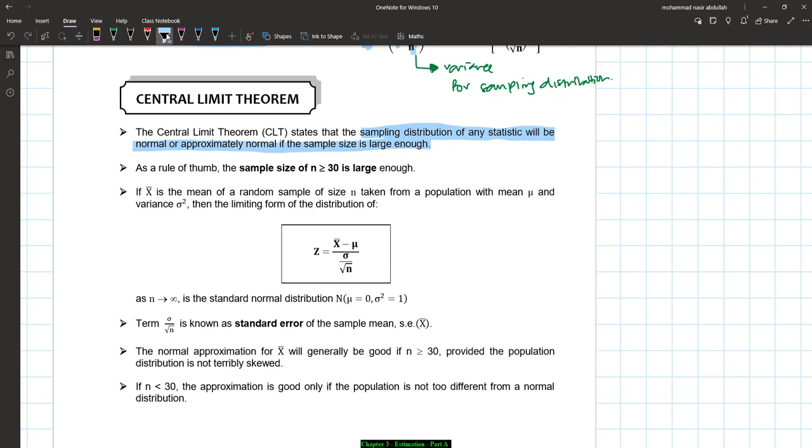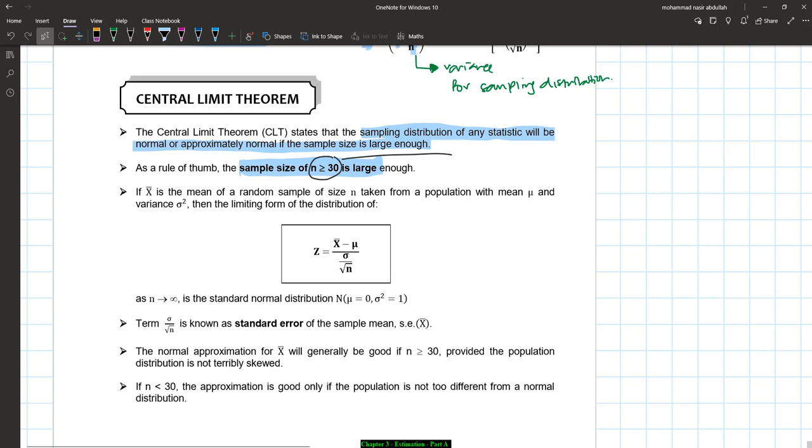It says here that the sampling distribution of any statistic will become a normal distribution, or approximately a normal distribution. As a rule of thumb, a sample size of n more than 30 is large enough. This is in most books, but many people misinterpret n more than 30. They assume that if n is more than 30, you can assume it's a normal distribution. But actually, when n is more than 30, it's not really a normal distribution.